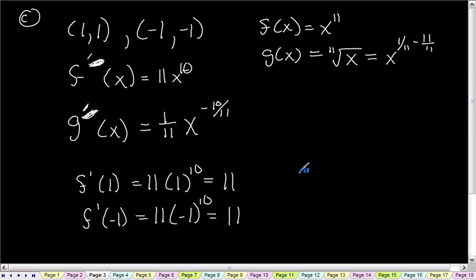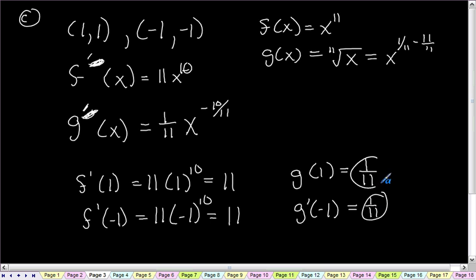Now we do our g prime. Our g prime at 1 comes out to 1 over 11. And our g prime at negative 1 also comes out to 1 over 11, because it's still raised to the 10th power, and that power is even, so it cancels out the negative and you're left with just 1 over 11. So those are the slopes at 1 and negative 1 for f prime and for g prime. Those are the values of the slope.